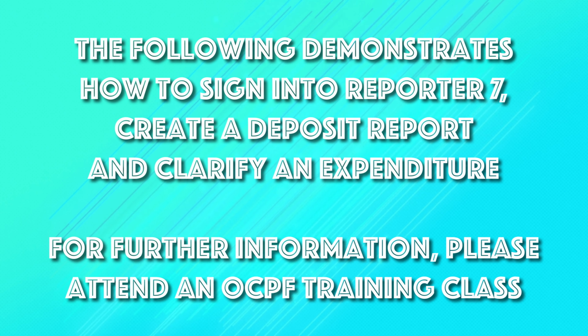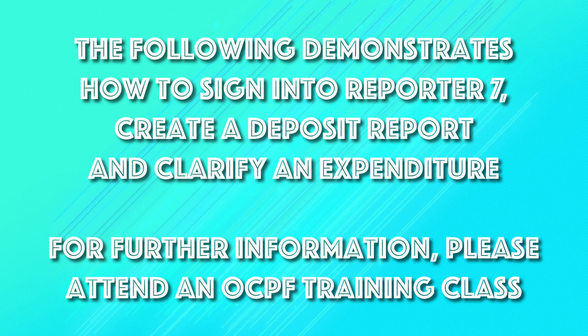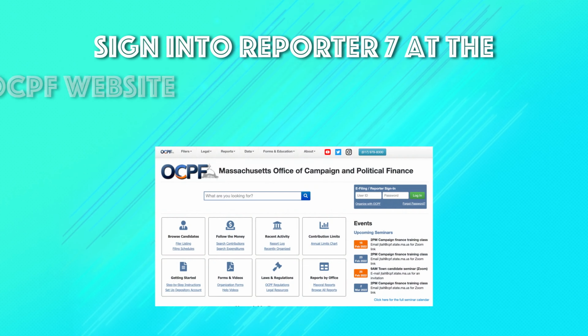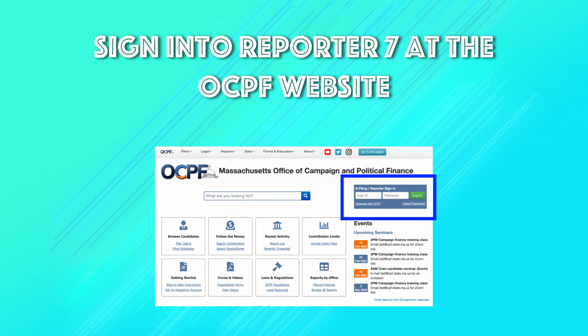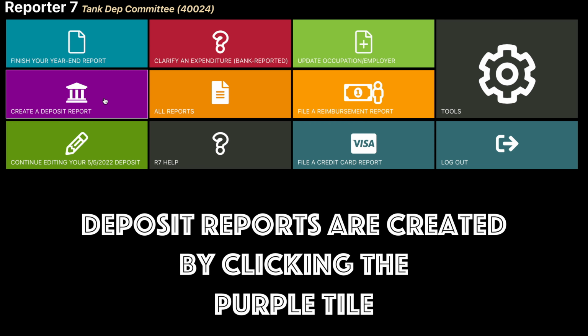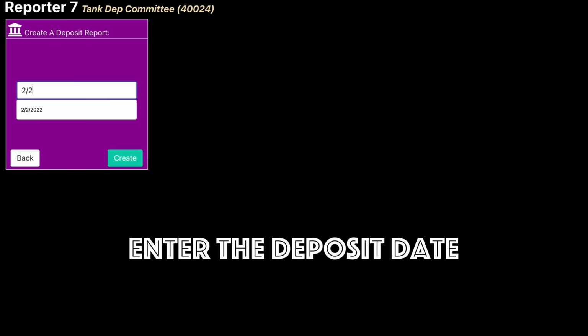The following demonstrates how to sign into Reporter 7, create a deposit report, and clarify an expenditure. Sign into Reporter 7 at the OCPF website. Deposit reports are created by clicking the purple tile. Enter the deposit date.